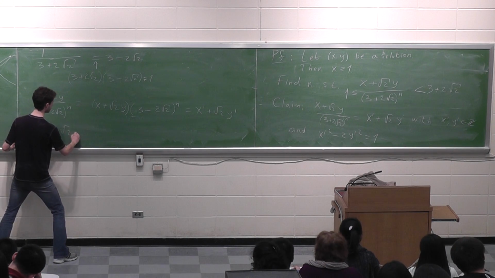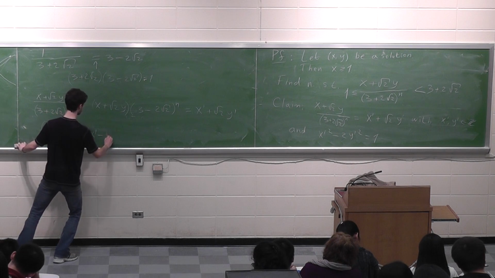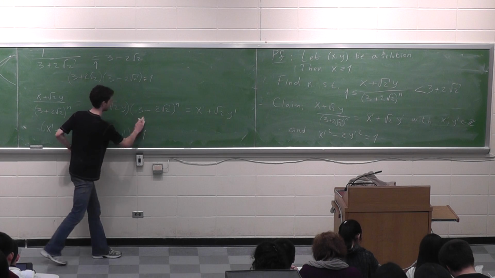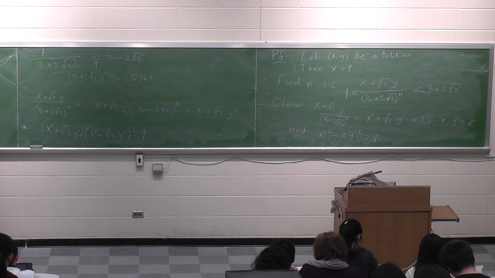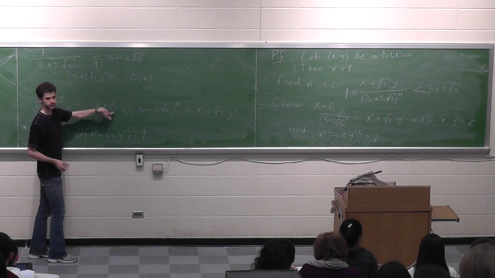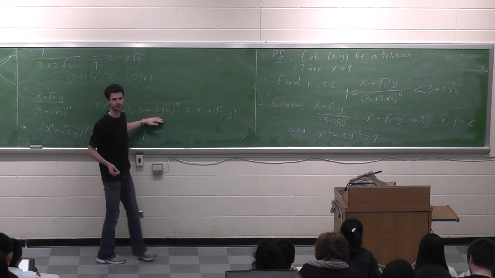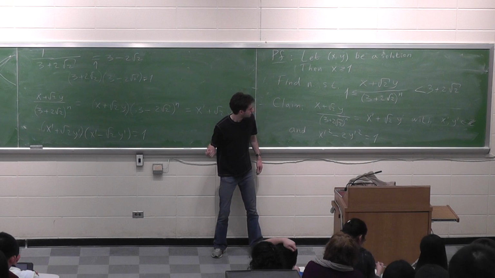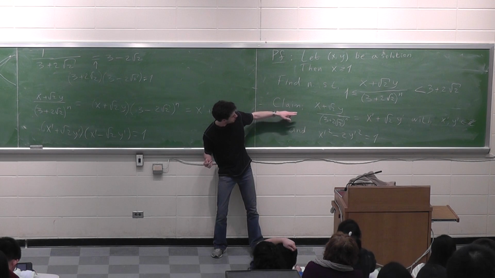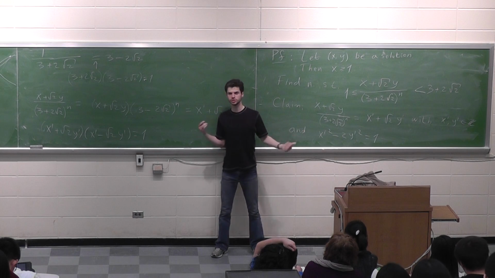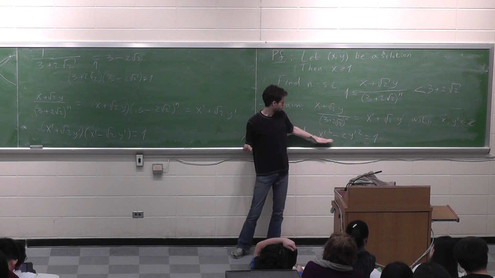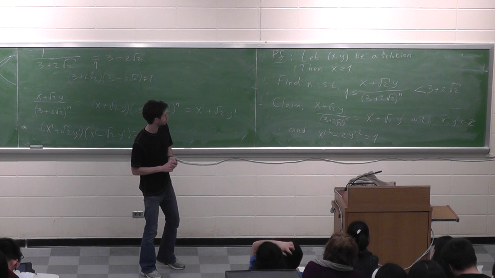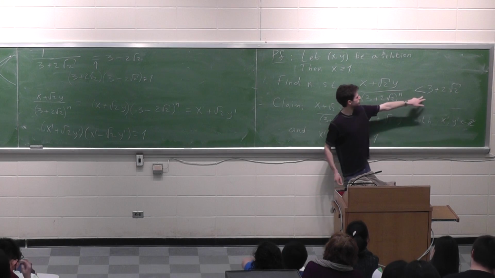x prime plus square root of 2y prime times x prime minus square root of 2y prime is 1. Because here we have this times the same thing with minus sign is equal to 1, and here we also have the same thing. So we got a solution, x prime, y prime, an integer solution to this equation, and what else can I say about it? It's a solution which is between 1 and 3 plus 2 square root of 2.